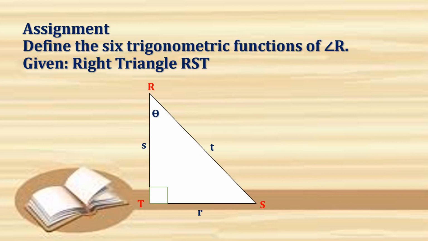Okay, so a very good job to everyone. You really understood the lesson because you have already your past score. For your assignment, you're going to define the six trigonometric functions of angle R. Our given is a right triangle RST.